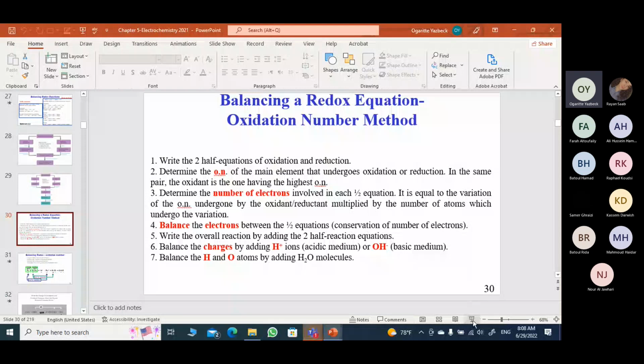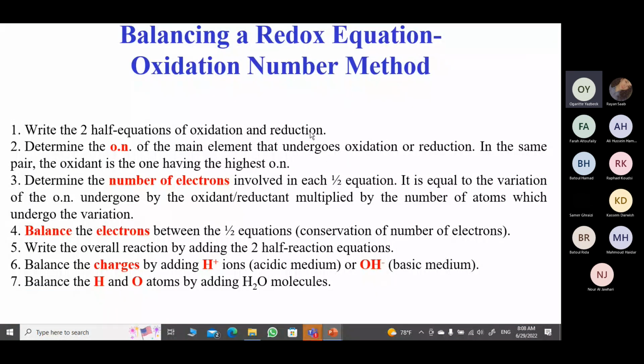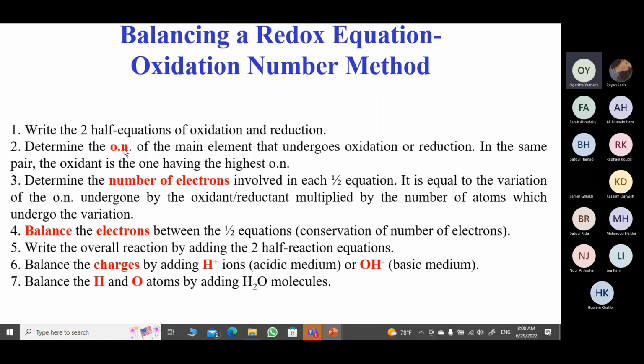Okay, so oxidation number method. If we can, we split the equation into two half equations. Usually we use the oxidation number method when we cannot split into two half equations. We determine the oxidation number of each of the elements or the major elements in the reaction. We determine the number of electrons involved for each half reaction.